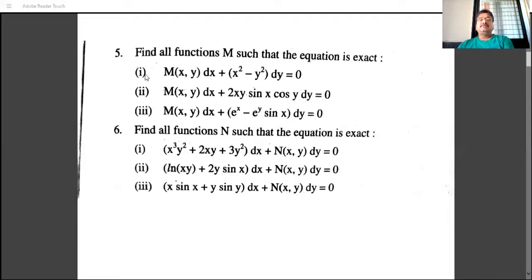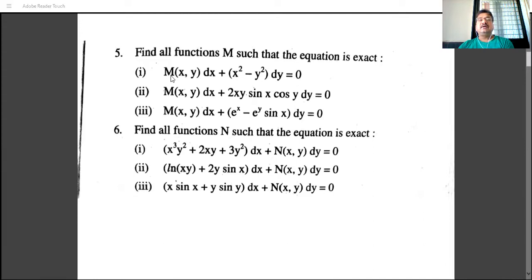Problem on exact differential equation. Find all functions m such that the equation is exact. And the second problem is: find all functions n such that the given equation is exact. That is, we assume that this equation is exact and find the value of m. That is, for which value of m this equation is exact. We have to determine for which value of m this differential equation is exact.